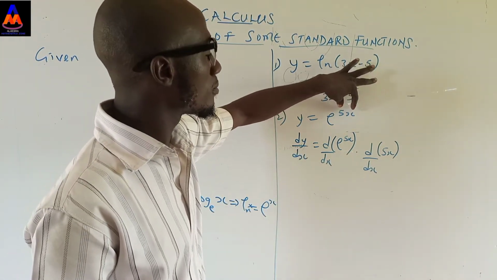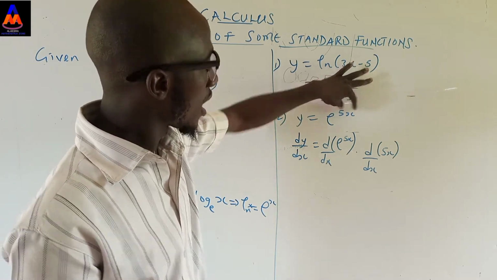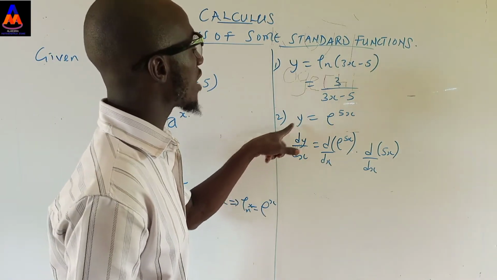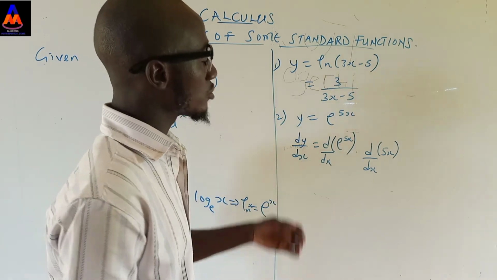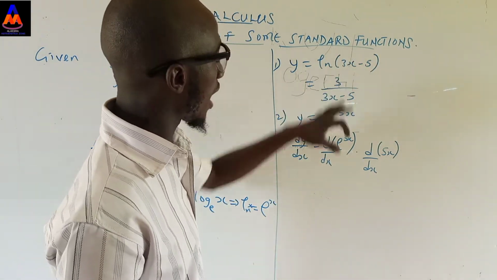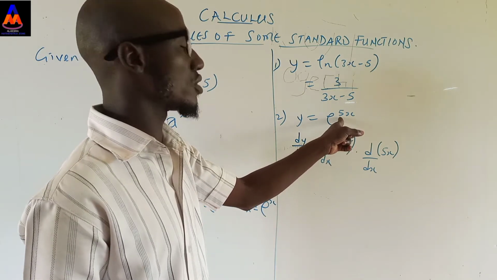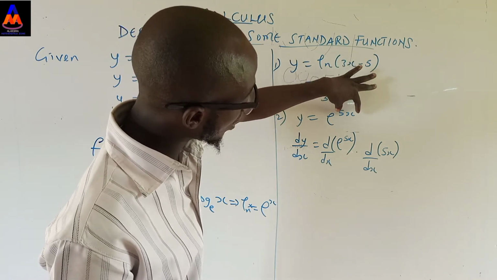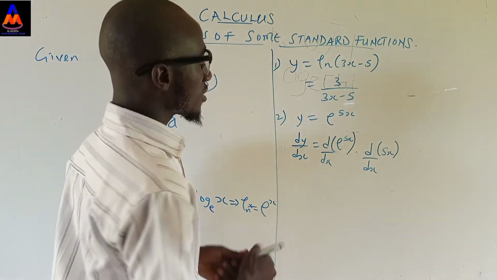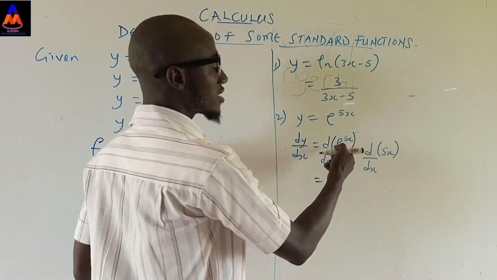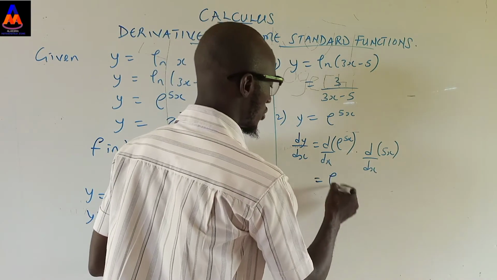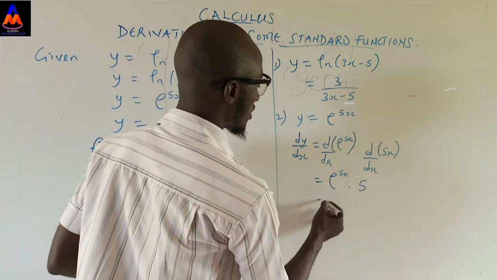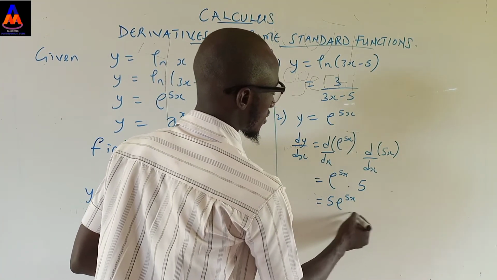You can use the approach of putting the one at the top as u and writing the whole function as y equals exponential u. But I'm differentiating the whole function, and then you differentiate the one that is depending on x. This is a function of a function rule. y depends on this whole function, and this one at the top depends on x. Anytime you differentiate an exponential function, you get back the exponential function. Then you differentiate the power, and this is 5. So this is 5 exponential 5x.